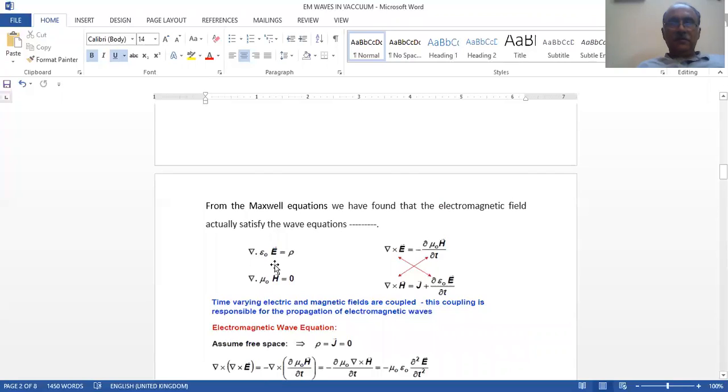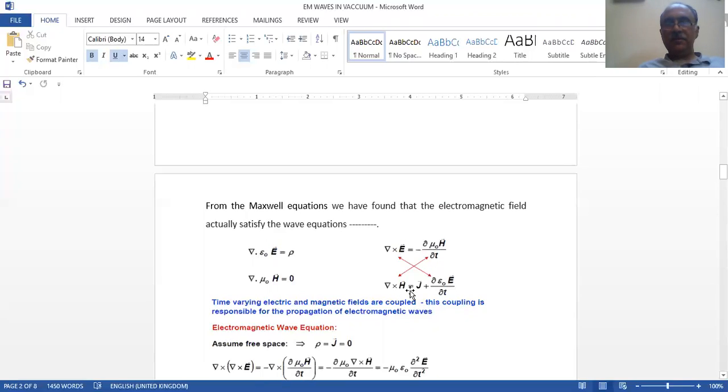Now the divergence of E is equal to rho upon epsilon 0, or divergence of epsilon 0 times E is rho. Divergence of B is zero, where B can be written as mu 0 times H, where epsilon 0 and mu 0 are the electrical permittivity of free space and the magnetic permeability of free space. The other curl equations are: curl of E is equal to minus del B by del t, or minus mu 0 times del H upon del t.